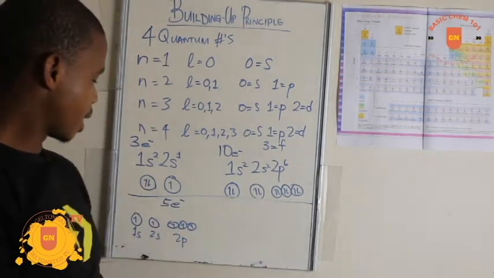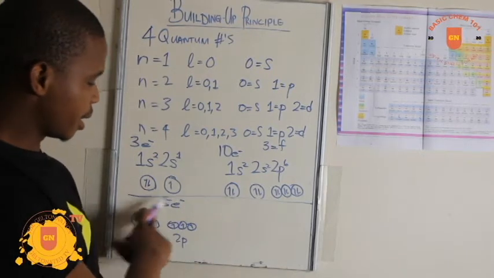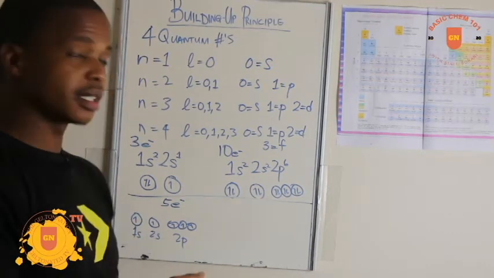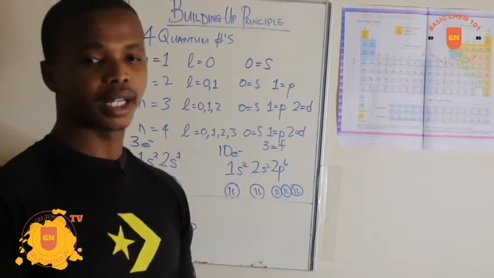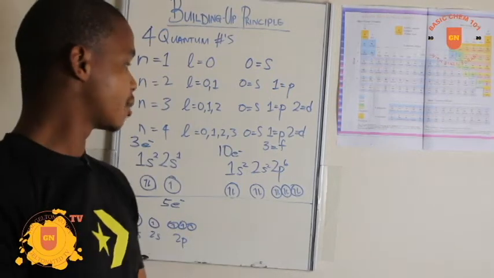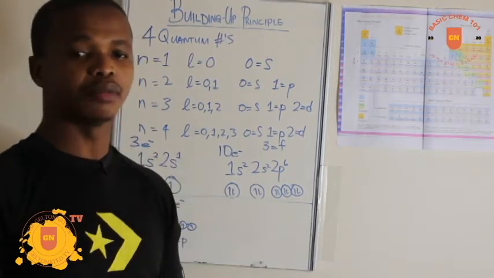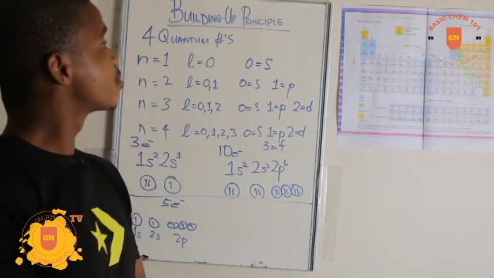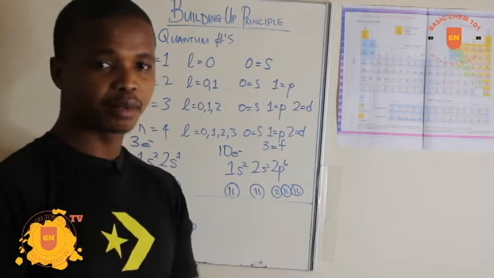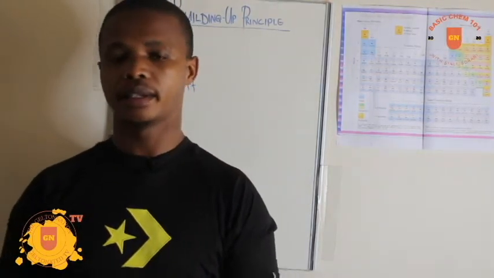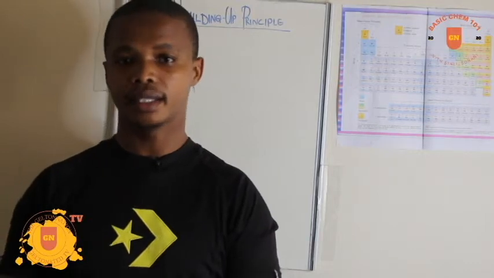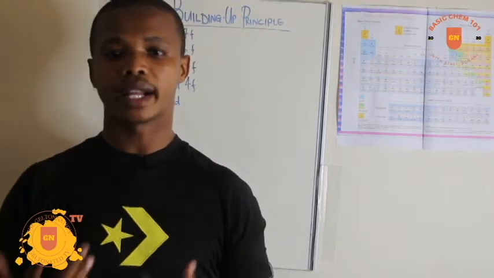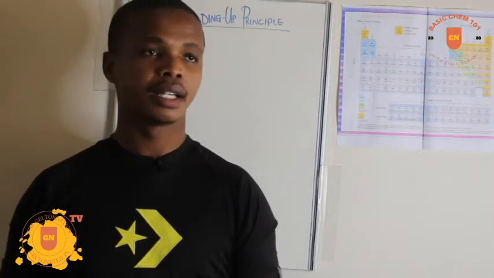So what I want to know is what is the guide for me to be able to fill these electrons in a correct manner. That is what I'm looking for. And something that will help me get to that answer is what is called your Aufbau Principle, or your building up principle.